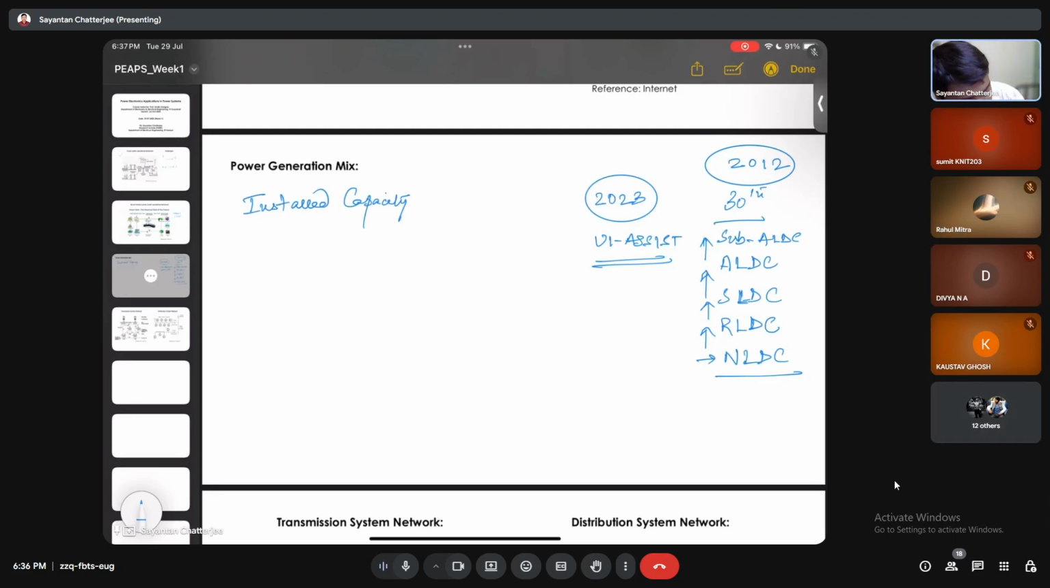Okay, just a brief on the installed capacity. When it comes to the installed capacity of, I would say, coal, any idea what is the installed capacity of coal?